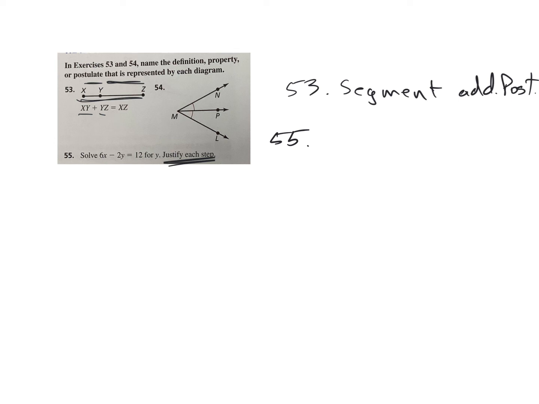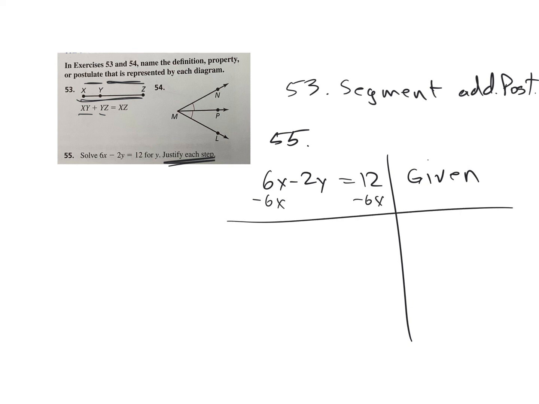All right, so let's write it out here. 6x minus 2y equals 12. That's our given. Got to get y by itself. So we're going to subtract 6x. Subtraction property of equality. And we get negative 2y. Please do not drop the negative. That equals negative 6x plus 12. Please do not put those together. The 12 does not have an x. Do not put them together.